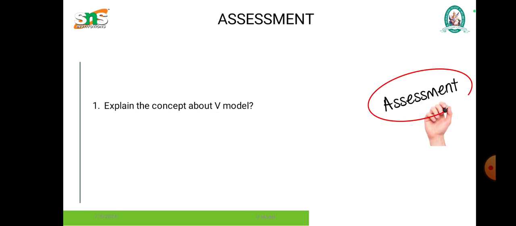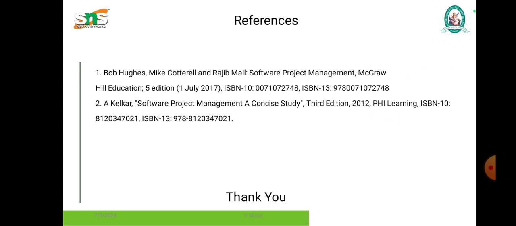So this is the assessment. There is one question: explain the concept of the V model. And these are the references.